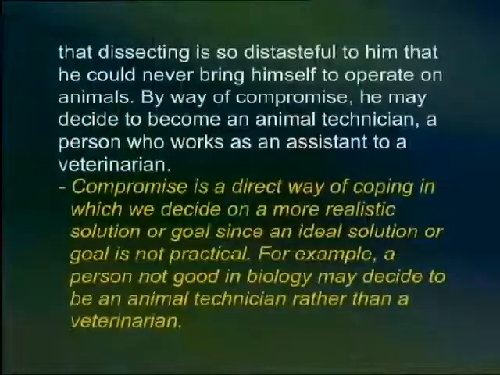You can say what the writer is trying to say in 2 sentences, and the sample summary is before you. Compromise is a direct way of coping in which we decide on a more realistic solution or goal, since an ideal solution or goal is not practical. For example, a person not good in biology may decide to become an animal technician rather than a veterinarian.